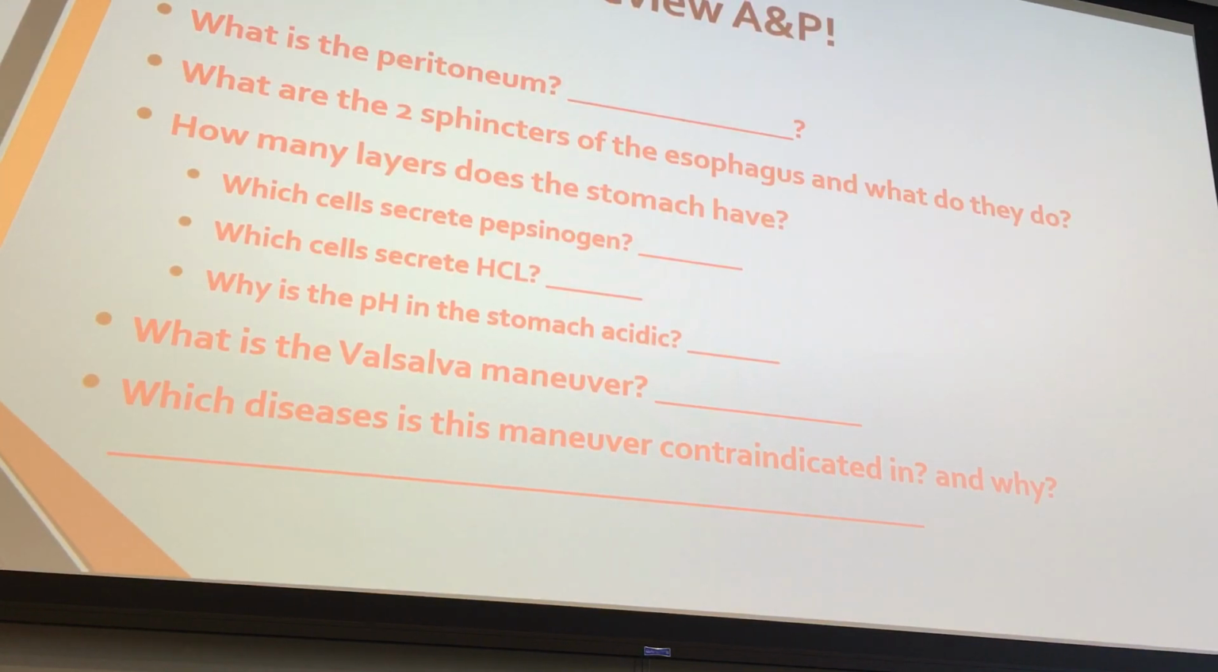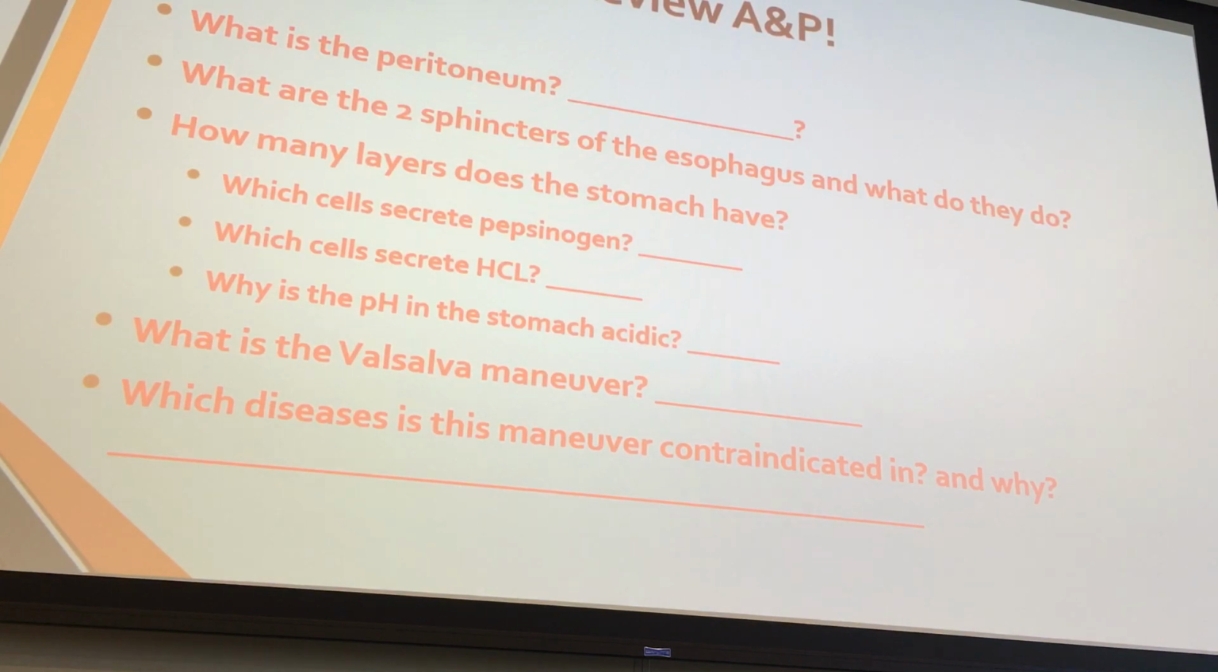Okay, what is the peritoneum? It's a lining, right? Pretty simple. It almost covers all of the abdominal organs. Okay, and there's two layers. You have the parietal layer and the visceral layer. You don't need to know this A&P for the test. I'm just reviewing it because it correlates with some of the things that we have to talk about.